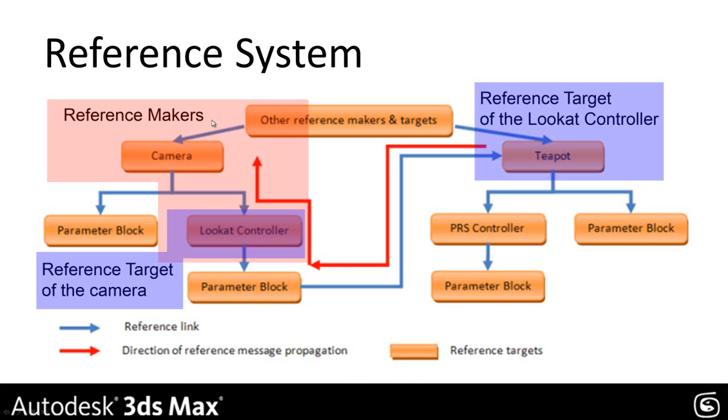Okay, so in this case of the camera, the look-at controller also has a parameter block, and let's say that parameter block has a reference to another object that is a teapot. Okay, and then for whatever reason that teapot changes. Well, there can be a message that's passed back, and it will go all the way back to the camera and any parents of the camera. Okay, so it's all about ownership as well as messaging in terms of how things are referenced.